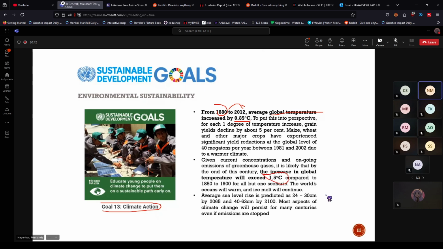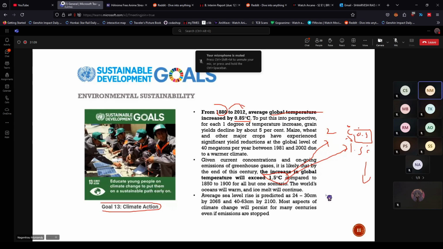degrees Celsius. That means, of course, we cannot stop the global temperature rise, because we are into industrialization and doing other activities. But what we can do is make sure that it does not reach 2 degrees Celsius, that it stays at 1.5 degrees Celsius or lower. Maybe the difference is not much, just 0.5, but this 0.5 can cause a massive negative effect.